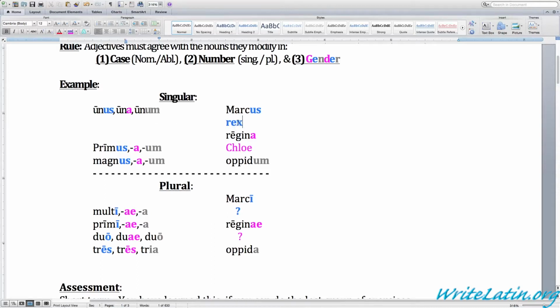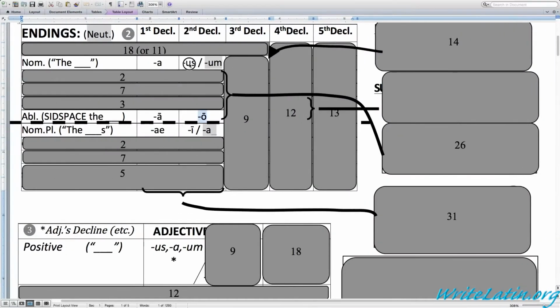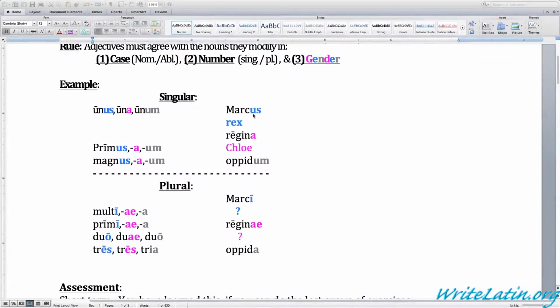So how do you know? Well, you just have to memorize the gender of every single noun. Now, you don't have to memorize the gender of Marcus, because you know from your charts that -us is almost always masculine here, in this masculine half of the second declension. So that's a giveaway. But an irregular noun like rex or Chloe, which happens to be a girl's name, you wouldn't know. So those are the ones that you really have to memorize.